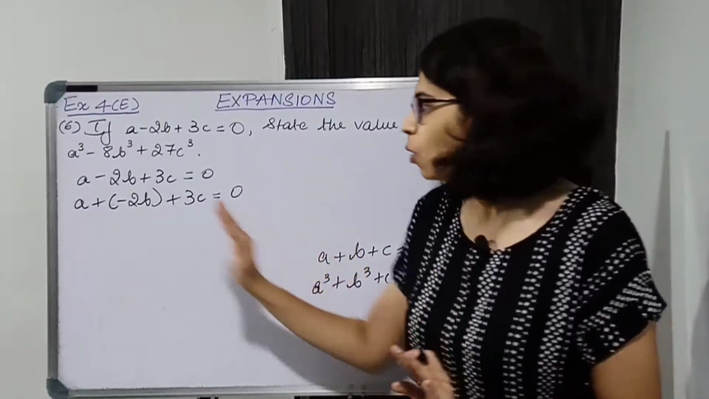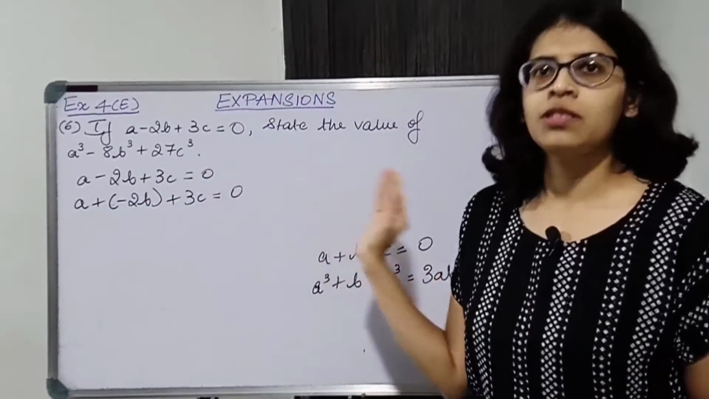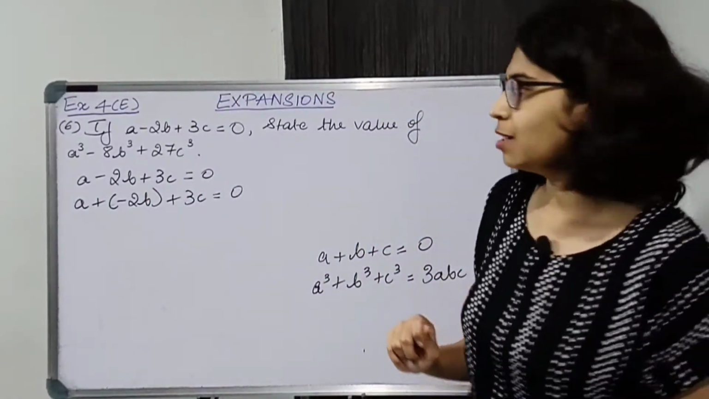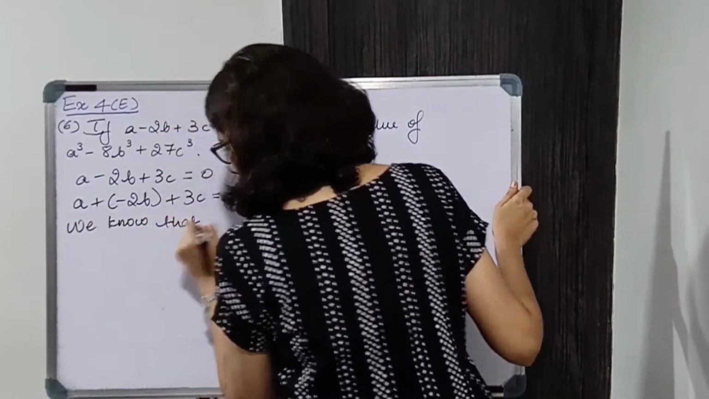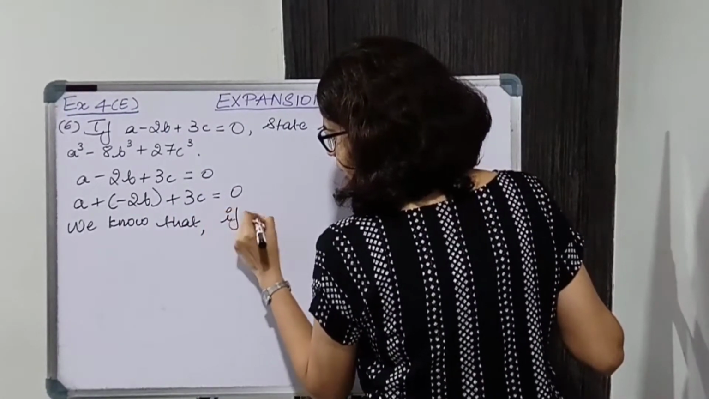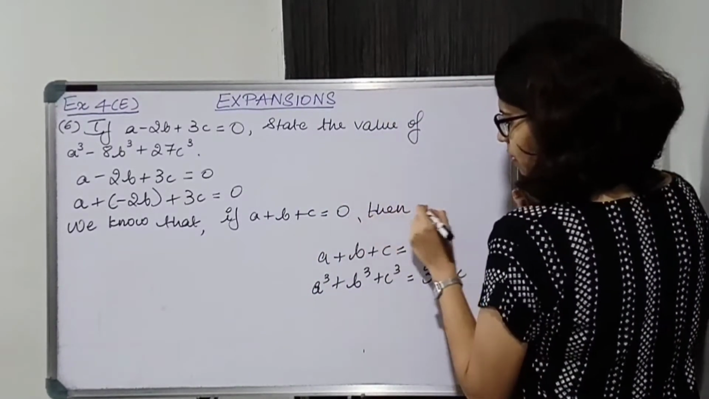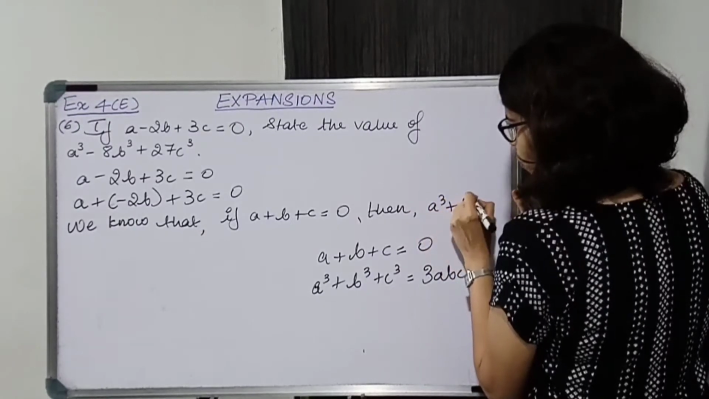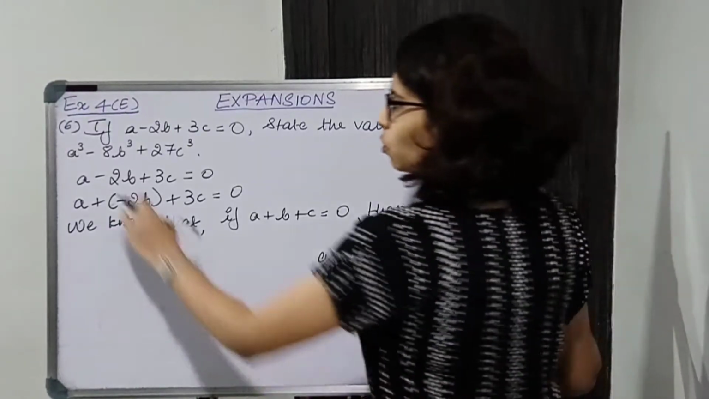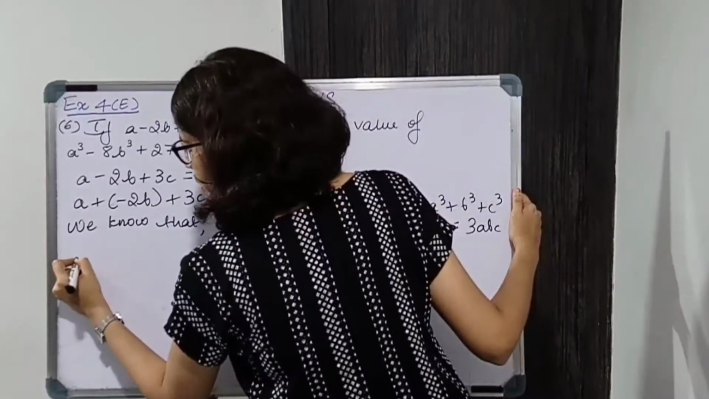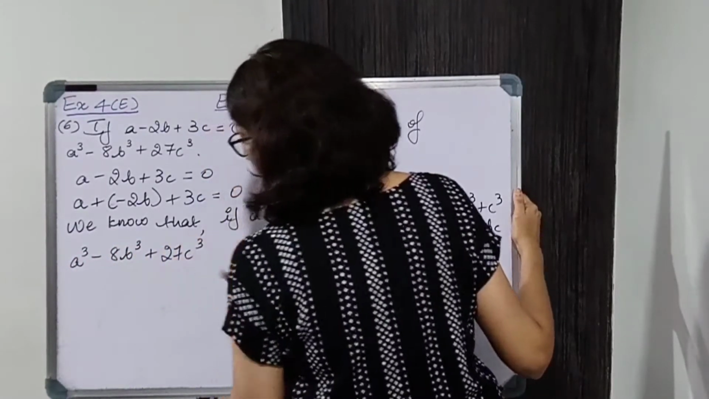Okay. So now we can use the property. a cube plus b cube plus c cube is equal to 3abc. Alright. So we'll write down, we know that if a plus b plus c is equal to 0, then a cube plus b cube plus c cube is equal to 3abc. Okay, so we have to find the value of this: a cube minus 8b cube plus 27c cube.